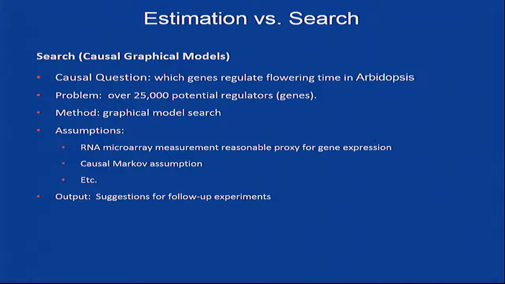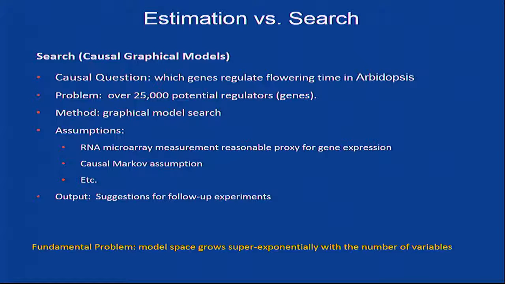So in this case, we did a graphical model search, and what we had for measurements were RNA microarray data, and we had to make an assumption that RNA microarray measurements gave us a reasonable proxy for gene expression. We had to make all sorts of other assumptions that I won't go into, but we're happy to talk about and make explicit. And then the output was not pulling a rabbit from a hat, but a series of suggestions for candidate genes that might regulate flowering time, which we could then follow up with experiments where we knocked out those genes and figured out whether or not they actually did affect flowering time.